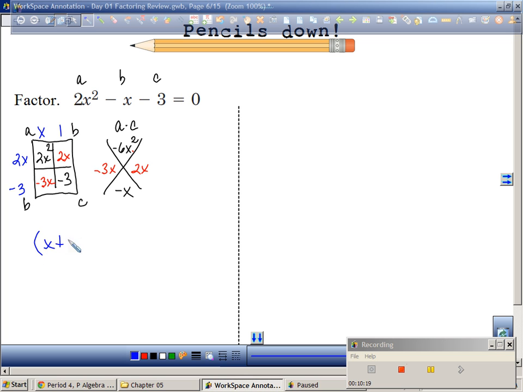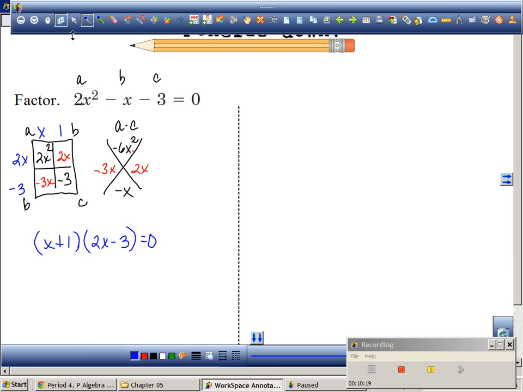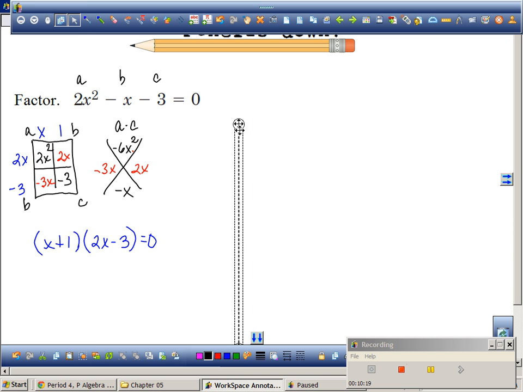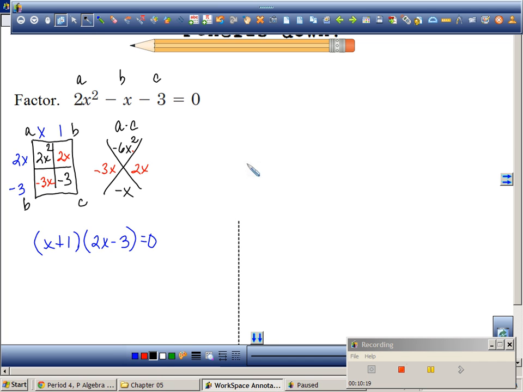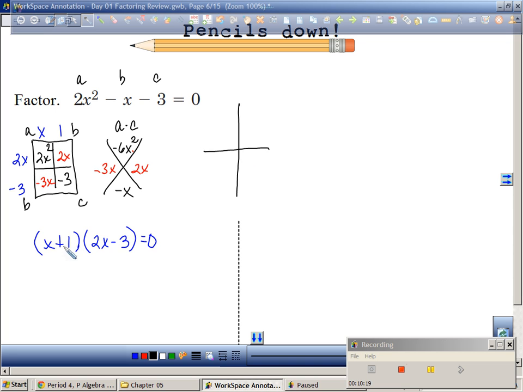So I know my factors are x plus 1 times 2x minus 3. What are we finding again? Finding what? Intercepts. Exactly, I'm finding intercepts. So, how could I find those intercepts based on this? Set them equal to 0. X plus 1 equals 0, and 2x minus 3 equals 0.